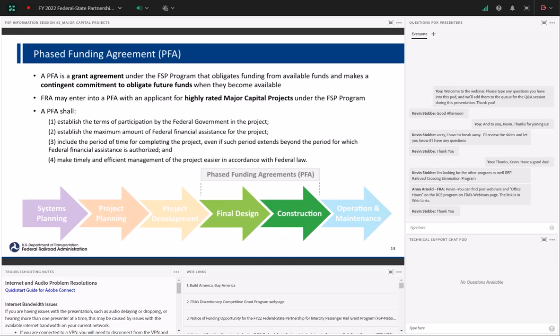And again, just to reiterate the major capital project piece of the story here, those are defined as projects with a capital cost estimate equal to or greater than $500 million and at least $100 million in federal assistance.